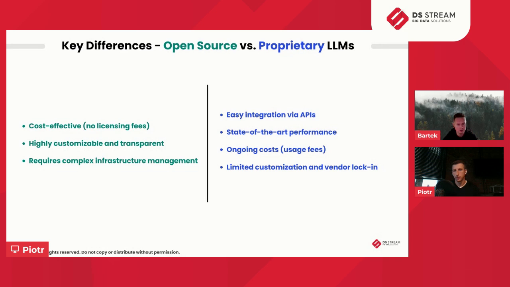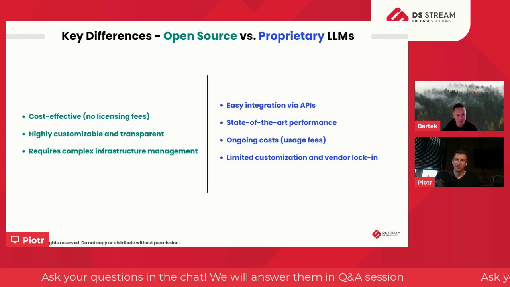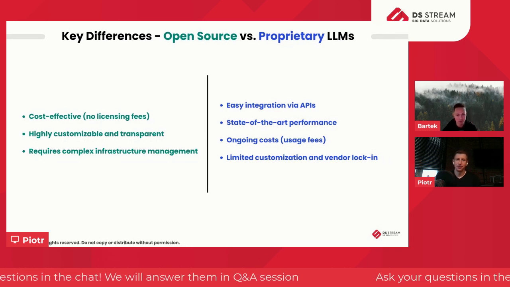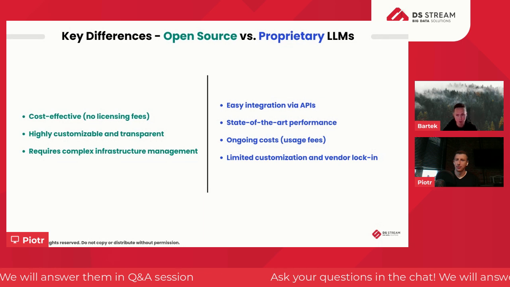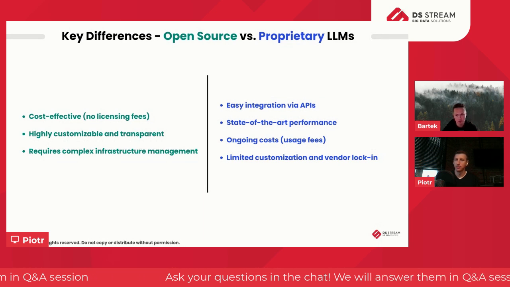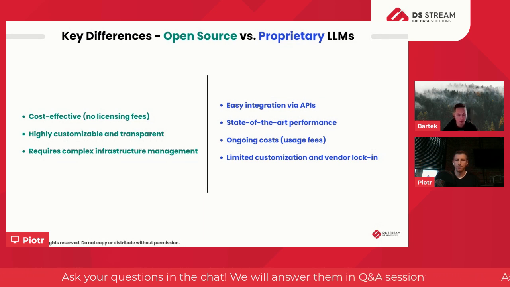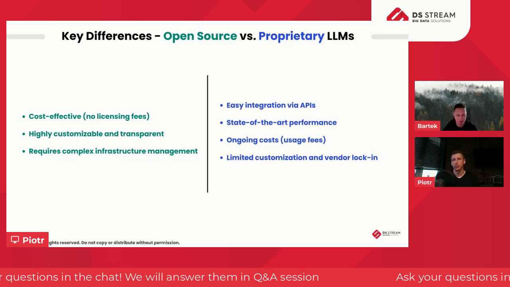This transparency also allows developers to see under the hood everything which is going on, which makes debugging or customizing those models much easier. However, with this freedom comes complexity, or as Master Yoda said, with great power comes great responsibility. Infrastructure management in this type of model can be challenging, because deploying, optimizing, and maintaining these models require a lot of technical know-how and dedicated resources.